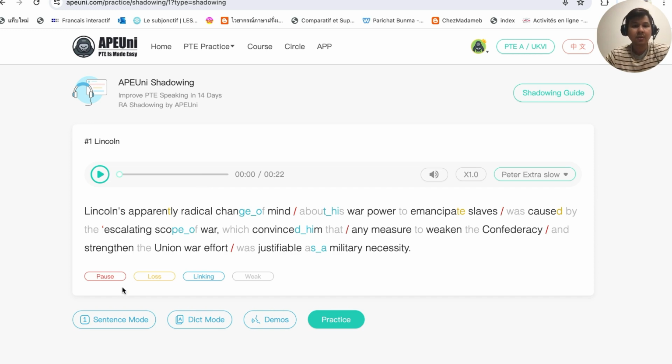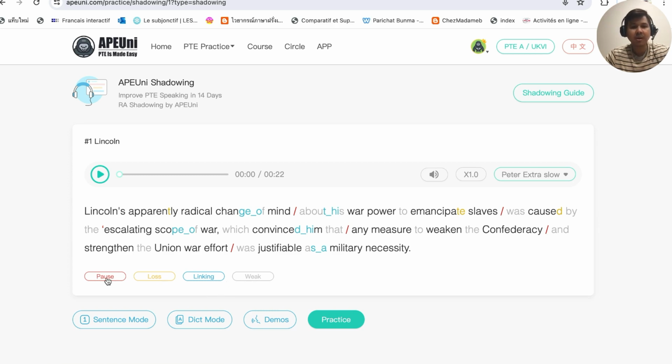And first of all, I have to talk to you about the 4 key elements that the shadowing technique involves. You have to focus on the 4 most important elements in order to get a very good score in the Read Aloud question task, because if you do well in Read Aloud, you are going to get a very good score in your PTE speaking section. So what are the 4 keys? The 4 keys are the pause, loss, linking, and weak form. So you have to understand that.